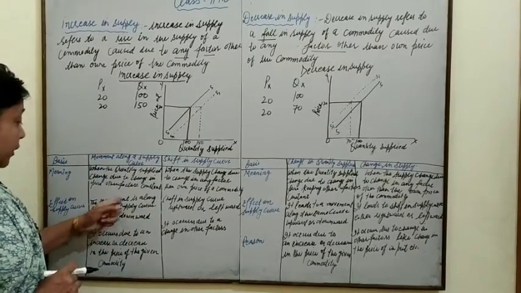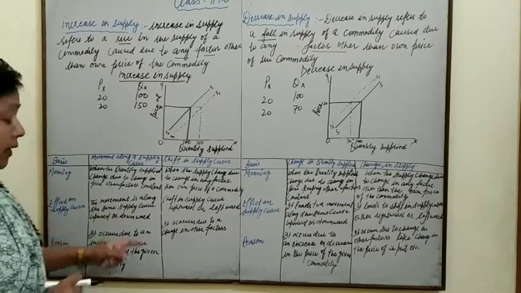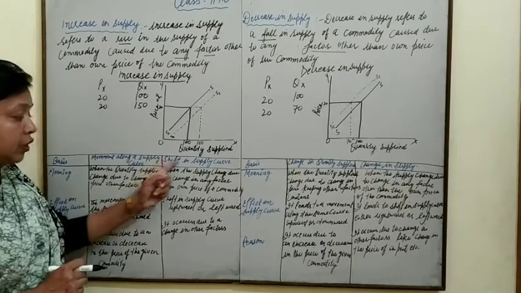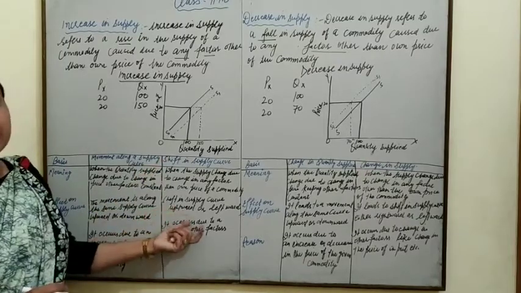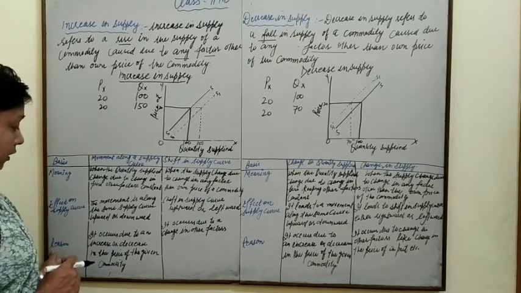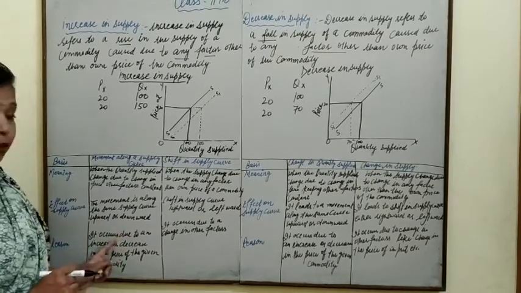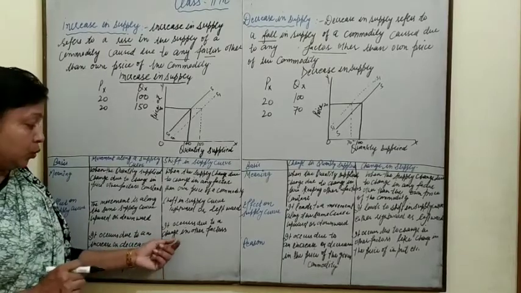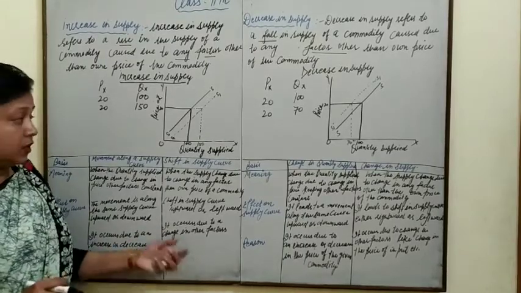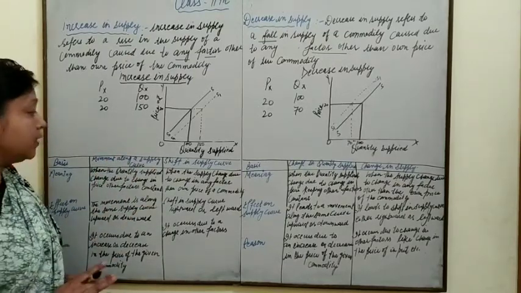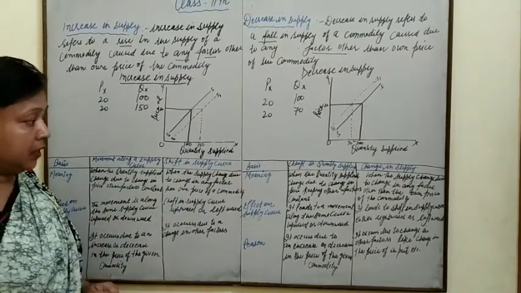Here the movement is along the same supply curve. It may be upward or it may be downward. And shift means the supply curve may shift leftward or rightward. The reason: movement occurs due to an increase or decrease in the price, while shift occurs due to a change in the other factors. So here is the difference between movement along the supply curve and shift in the supply curve.